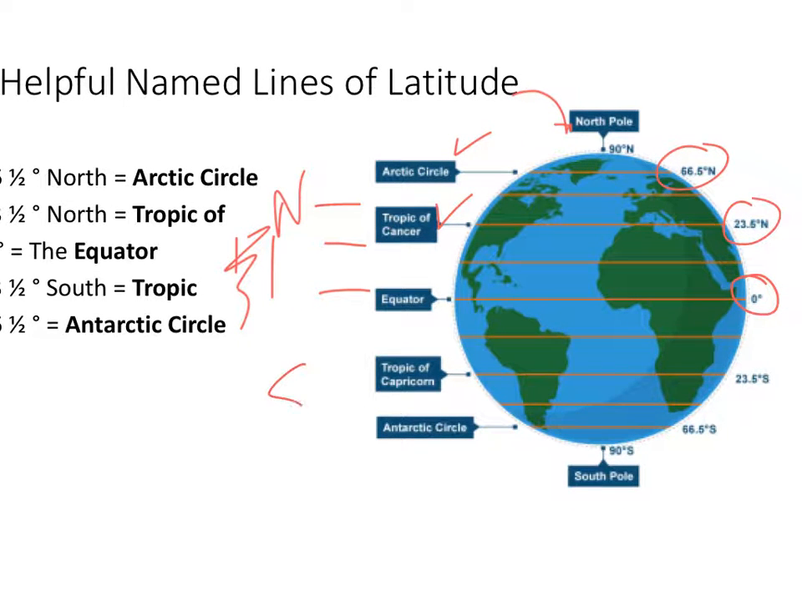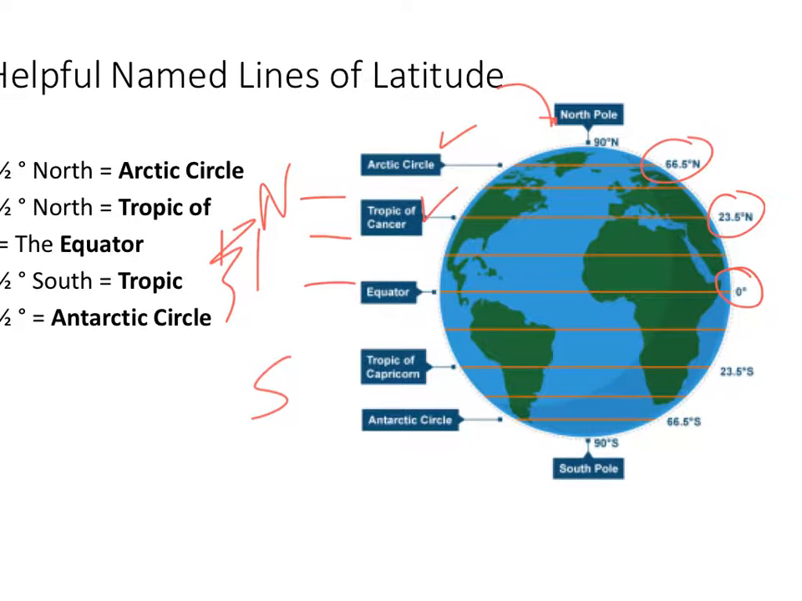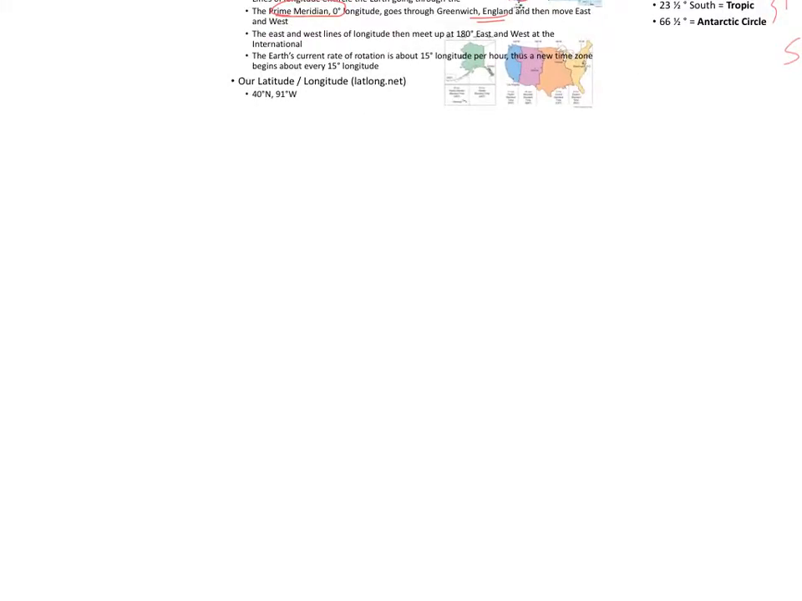And then in the Southern Hemisphere, we have the Tropic of Capricorn at 23.5 degrees, the Antarctic Circle at 66.5 degrees, and the South Pole at 90 degrees south. So know those. Now this one is a little, must be the next table.